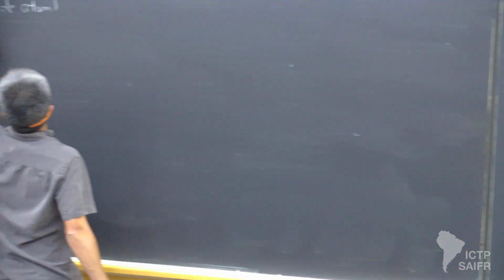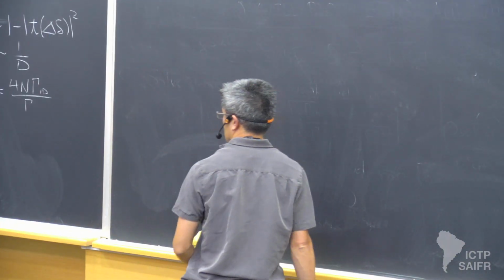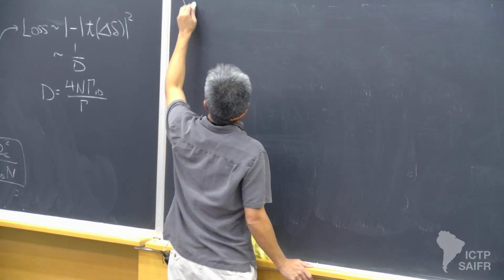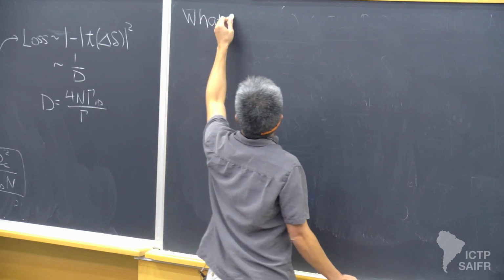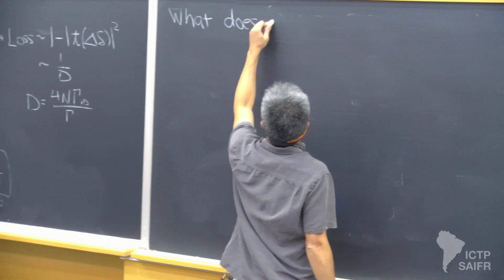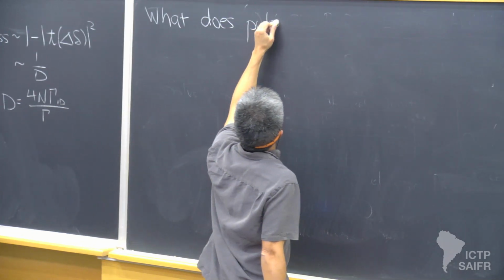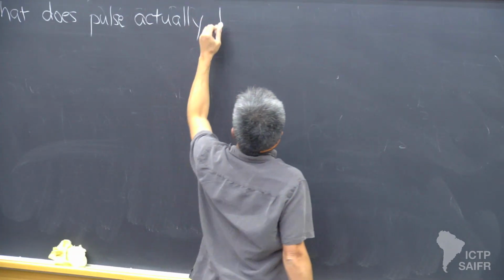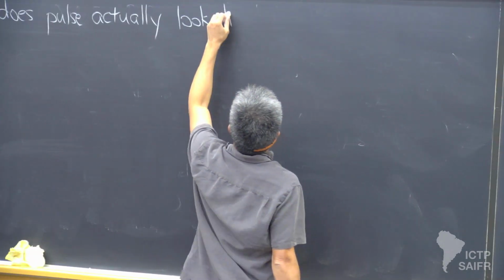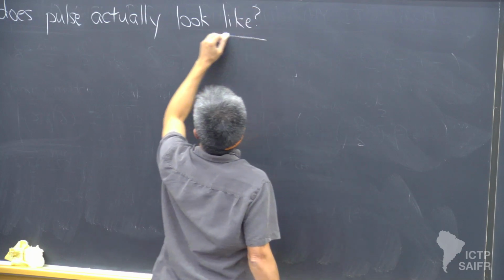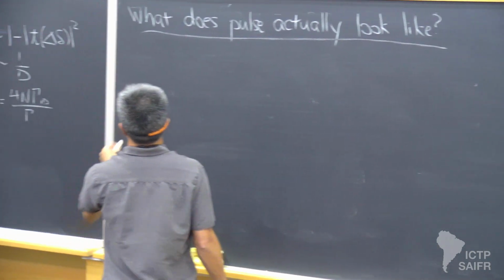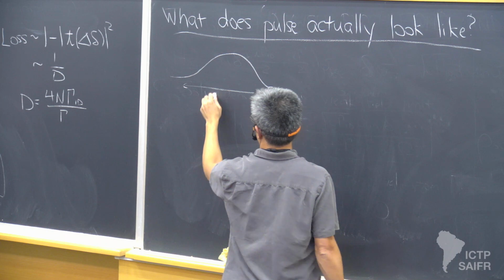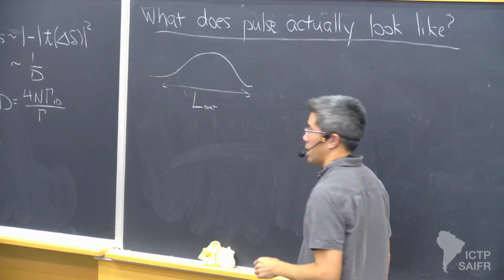So now let's ask a somewhat deeper question. Here I was just trying to draw abstract cartoons, but let's actually think more deeply. What does the pulse actually look like? So just to make it concrete, let's start with a photon whose length outside of the medium is given by L out.